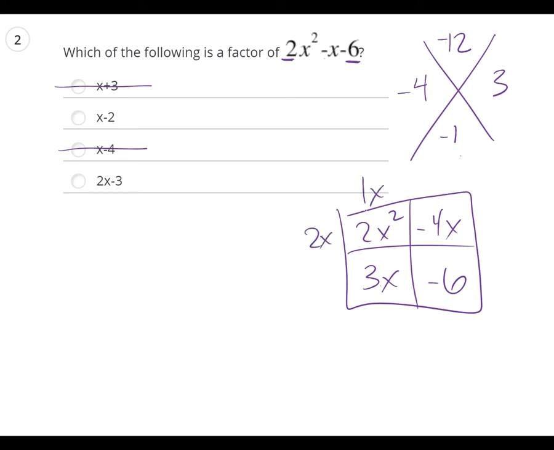Remember, factoring is just division. You're going to divide it up. How about 1 times 2x is negative 4x? Good. And what times 1x is 3x? And then remember, this is the check. 2 times negative 3 is negative 6. So your factors are 2x plus 3 and x minus 2.